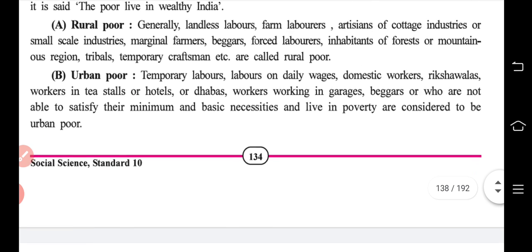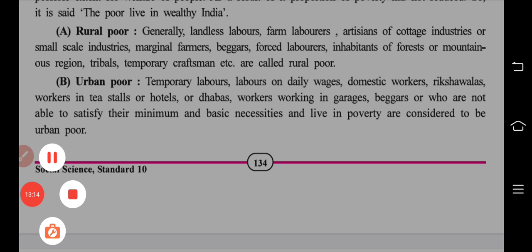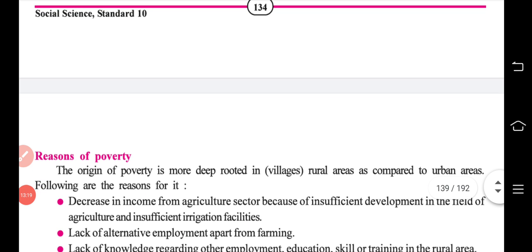Students, we have already discussed the poor condition of rural people and urban people. In the next video we will discuss the reasons for poverty.